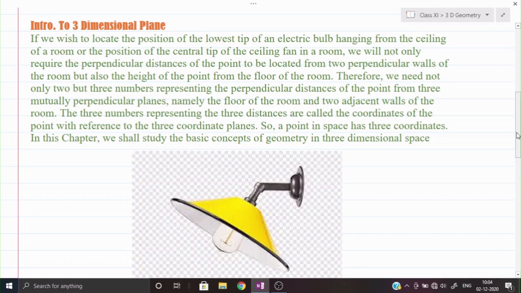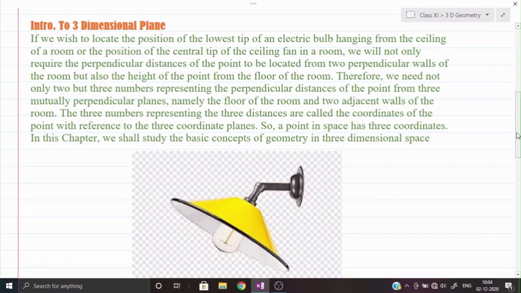So first of all, let us see the basic need of three-dimensional geometry. Suppose we wish to locate the position of the lowest tip of an electric bulb hanging from the ceiling of a room, or the position of the central tip of the ceiling fan in a room. Suppose there is a bulb or a fan hanging from the ceiling, and we want to locate its position. Normally we don't use the methods of coordinate geometry in our day-to-day life, but suppose we apply it to find the position of the bulb in the room.